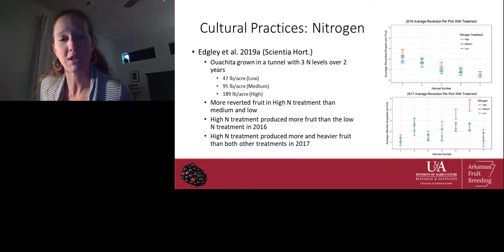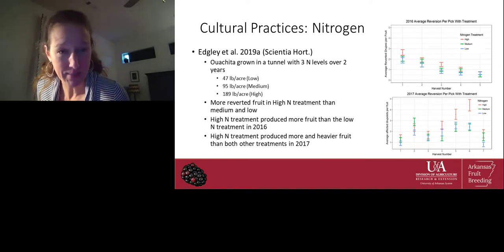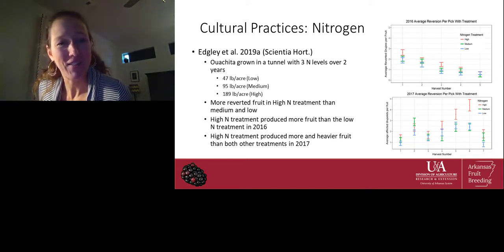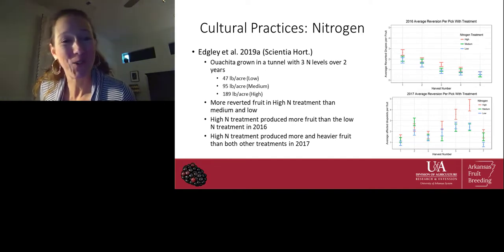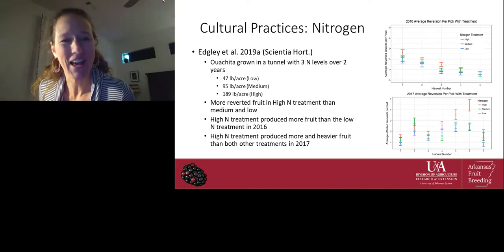So the first area we're going to talk about is cultural practices. Max Edgley also did some work on nitrogen. He grew Wachita in a tunnel with 3 nitrogen levels over 2 years in Tasmania. And the three levels that he used were 47 pounds an acre, 95 pounds per acre, and 189 pounds per acre. And so these are all relatively high for us. I think 47 pounds per acre would be pretty high itself for a southeast grower, and this 189 pounds per acre is a little bit ridiculous.